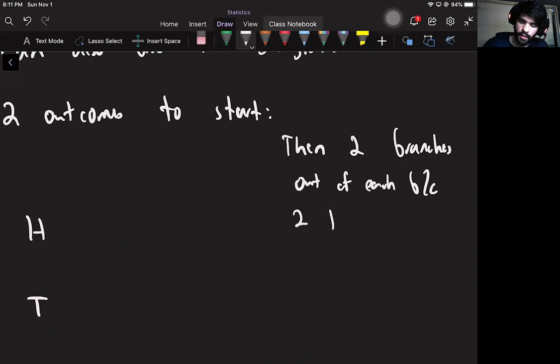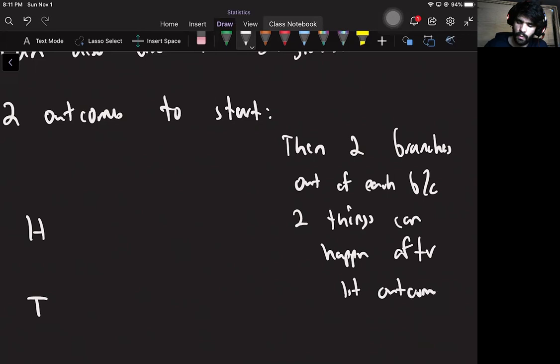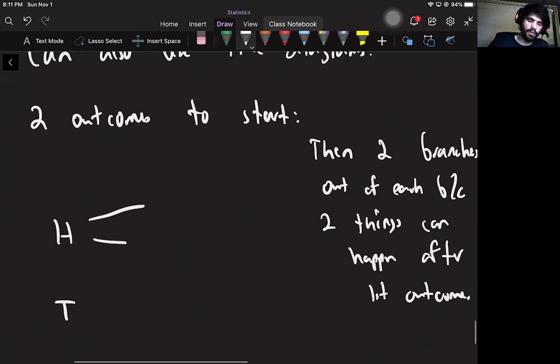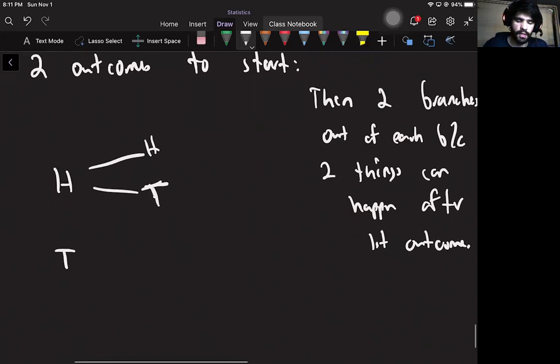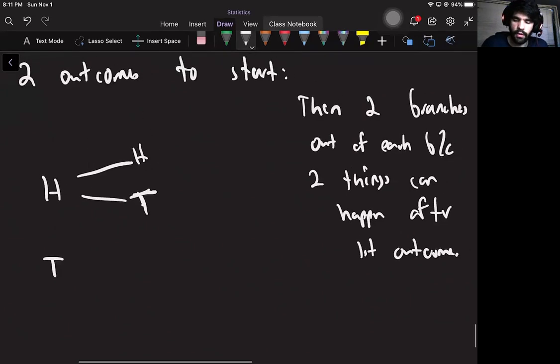Because 2 things can happen after the first outcome. So you draw 2 branches, heads and tails. Because it's not 52, I'm actually drawing the right number, which is 2, and I'm labeling them. But for the card one, there was 52 branches, so I didn't want to label all of them. I didn't even draw 52. I just labeled it as 52. Okay, so if I got a tails on my first flip, then what could happen next? Again, I could either get heads or tails after that.